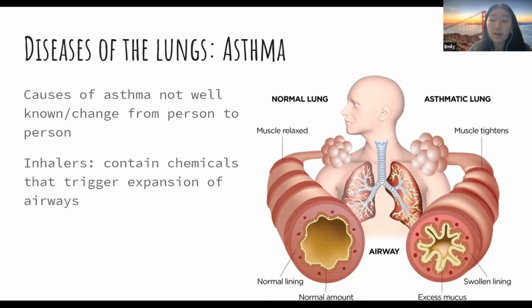That's why people with asthma have to be more careful when exercising, and also sometimes carry around inhalers, which essentially contain chemicals that trigger the expansion of the airways. So you can purposefully cause your airways to expand a little bit by including chemicals that cells respond to, so that the airways become larger and air can pass more easily through them.